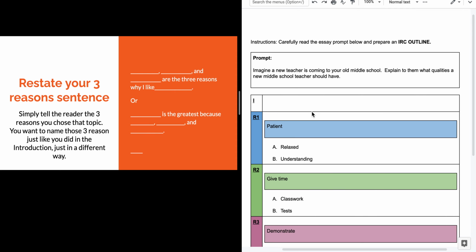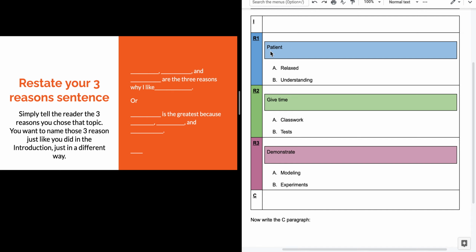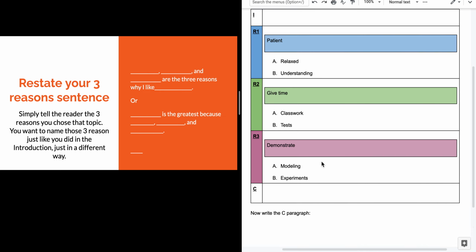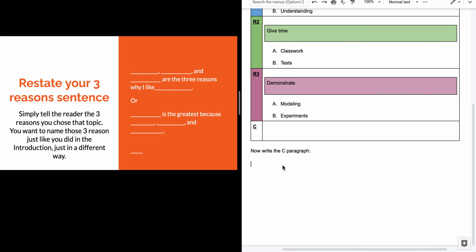I have a prompt that we talked about earlier in the week that reads, imagine a new teacher is coming to your old middle school. Explain to them what qualities a new middle school teacher should have. So my reasons are 1, they should be patient. 2, they should give them time. And 3, they should demonstrate. Those are my reasons, and I'm going to need those reasons in order to write a good C paragraph.